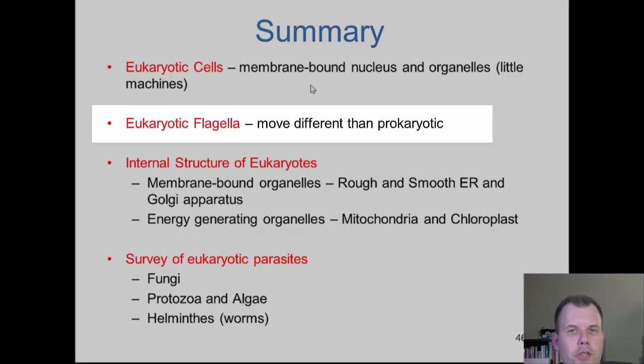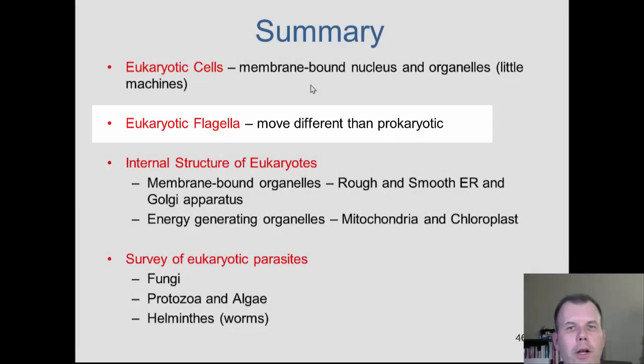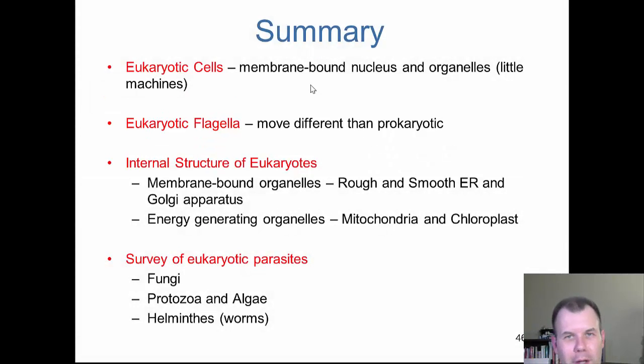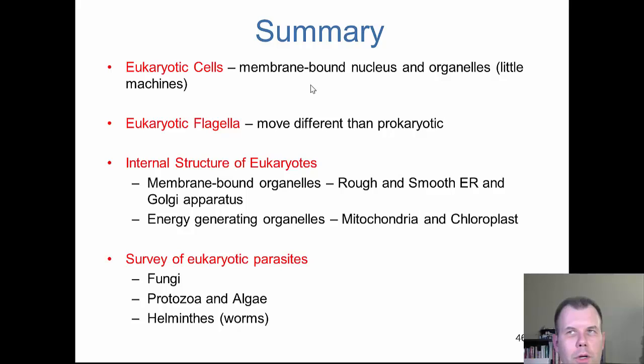Okay, talk about the flagella. We talked a little bit about it and how they're different than the prokaryotes. Eukaryotic flagella move like a whip. Prokaryote flagella spin. So remember that. I ask questions about that on the test. Okay, so make sure you remember that. And then the internal structures, we talked a little bit about the different types of internal structures again with the organelles, and I talked about that already. The membrane-bound organelles are the rough and smooth ER, and then the energy generating, which are the mitochondria and chloroplasts.